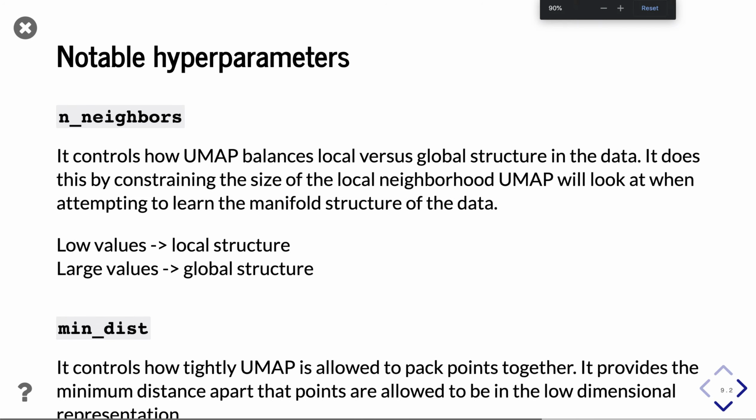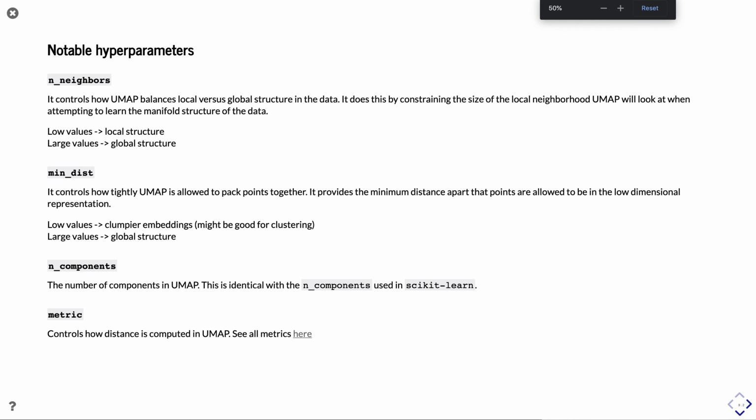So let me zoom out a bit. UMAP has some notable hyperparameters that you have to experiment with. Firstly, it's the number of nearest neighbors, which controls how UMAP balances local versus global structure in the data. So low values give you local structure, larger values focus more on global structure. The second hyperparameter is the minimum distance, which controls how tightly UMAP is allowed to pack points together. Low values lead to clumpier embeddings, which might be good for clustering. Larger values focus more on the global structure.